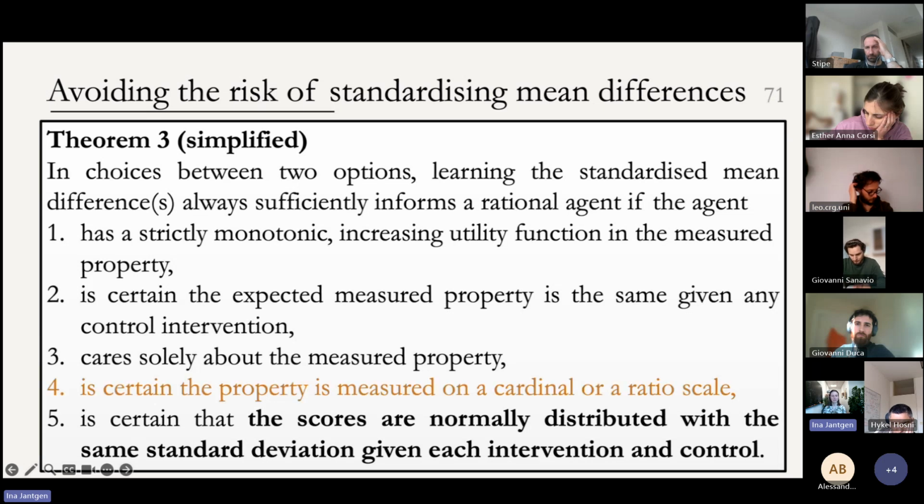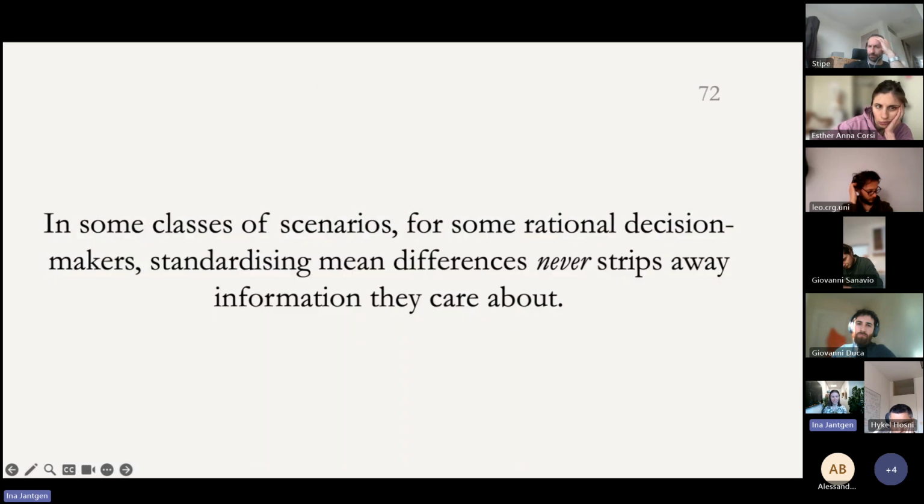And again, the most important of which I want to highlight is that we assume in this theorem that the agent is certain that the property is measured on a quantitative scale, a cardinal or ratio scale. So again, we might think that's quite restrictive. In short then, there are scenarios in which, at least for some rational agents, standardizing mean differences does not strip away decision-relevant information, but at least as of now, these scenarios involve quite restrictive assumptions on the kind of measurement uncertainty an agent is allowed to have.